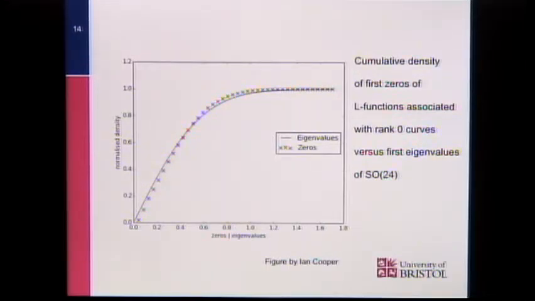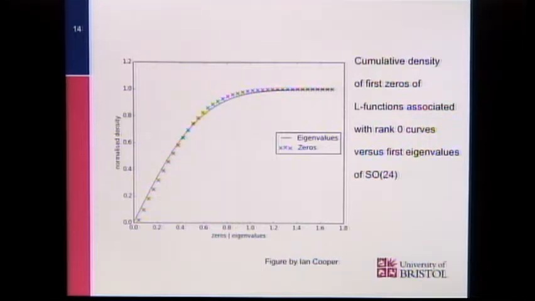Right, and so the test of our model is going to be how well these two curves match each other. And this isn't doing a particularly good job because you can see daylight between these two curves. So the whole group SO24 isn't a particularly good model for the statistics of the zeros, as we already know, because it doesn't capture that repulsion at the origin.